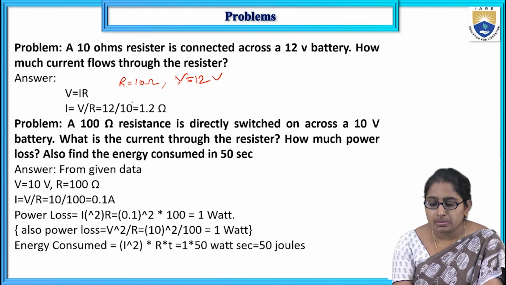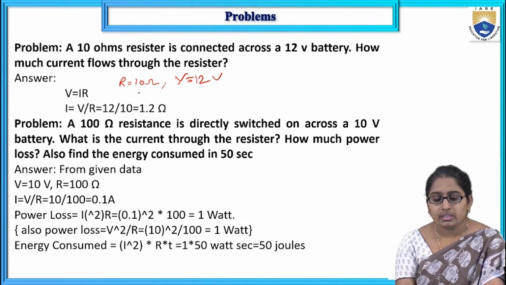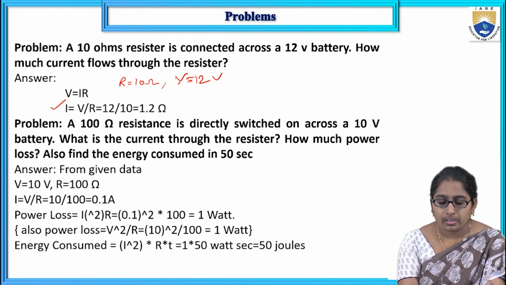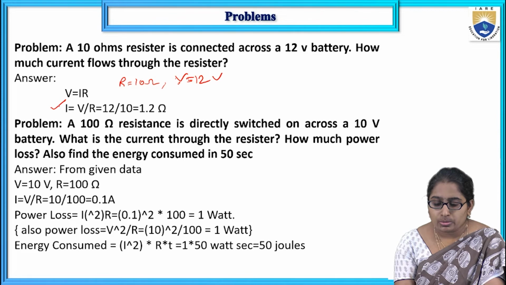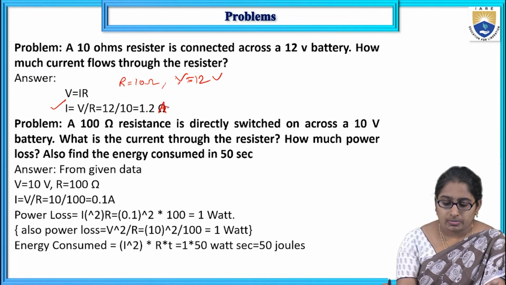From Ohm's law, we know that V is equal to IR. So current is given by I equal to V by R. So 12 volts by 10 gives 1.2 amperes. So that is the first one.